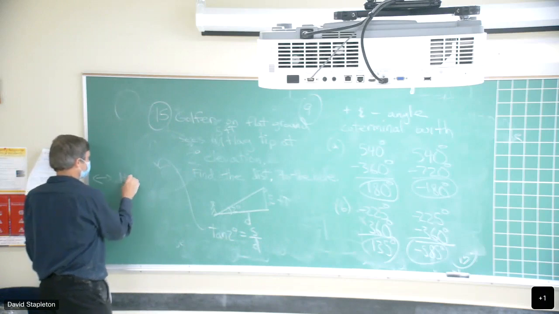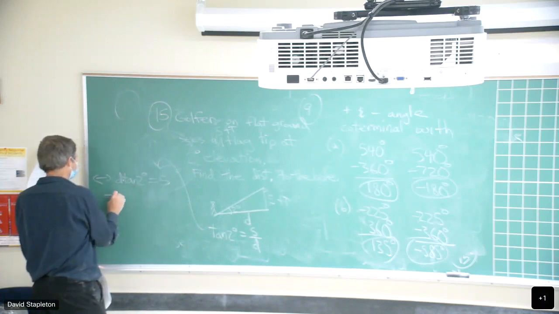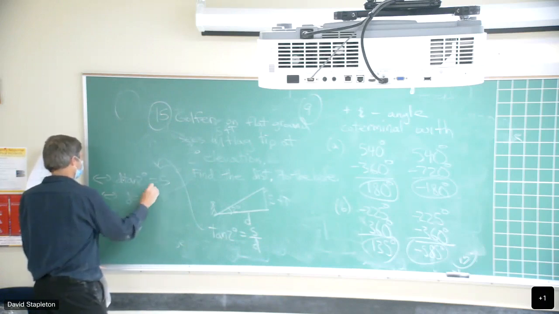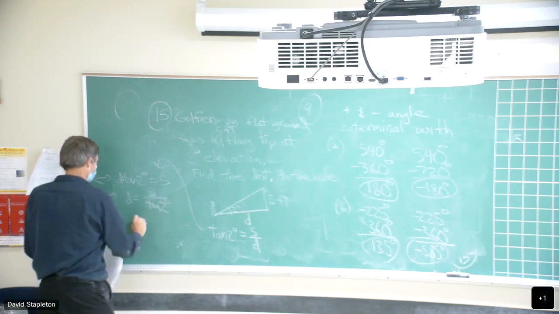D tangent 2 degrees equals 5, and divide by tangent 2 degrees. D equals 5 over tangent 2 degrees. Now what do we get?